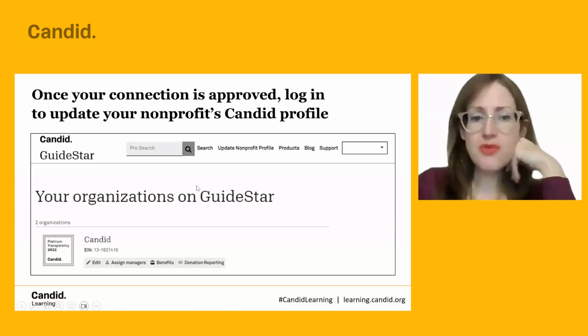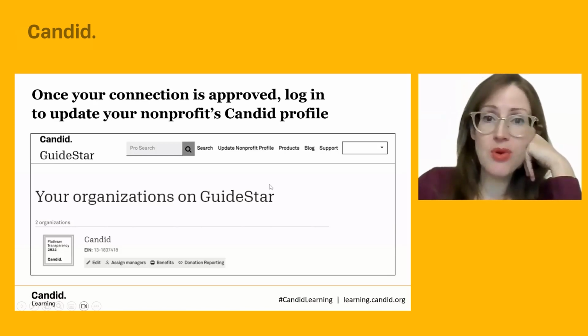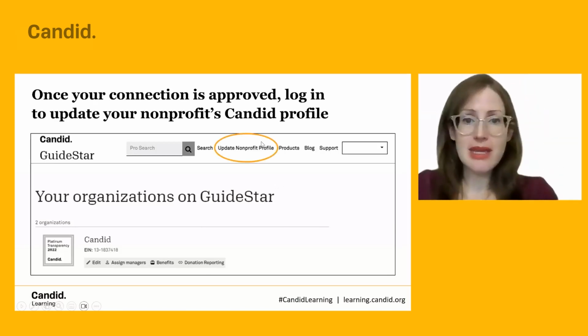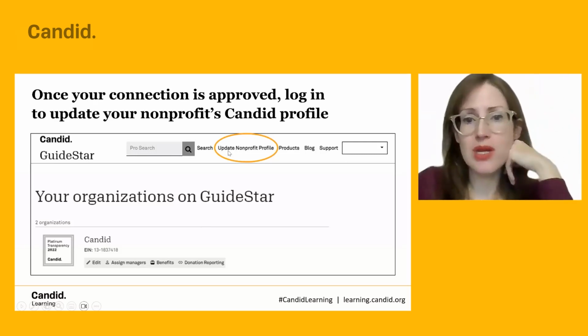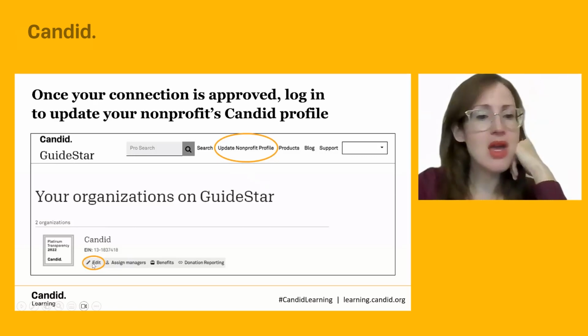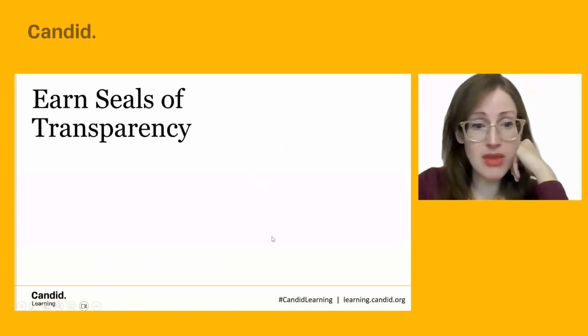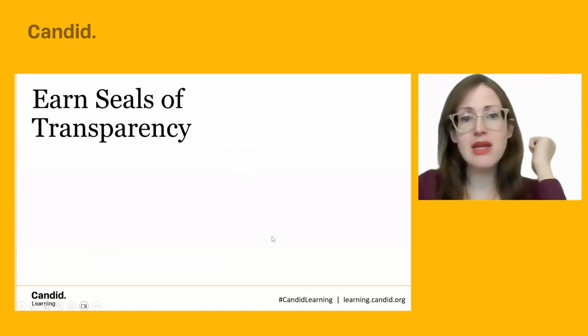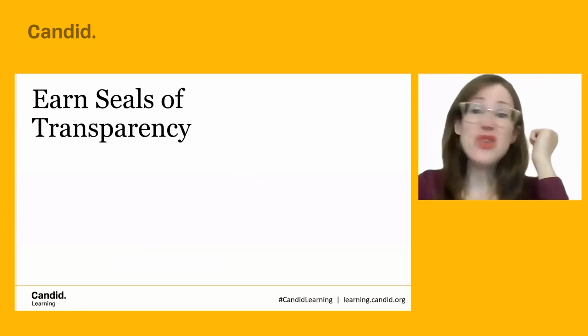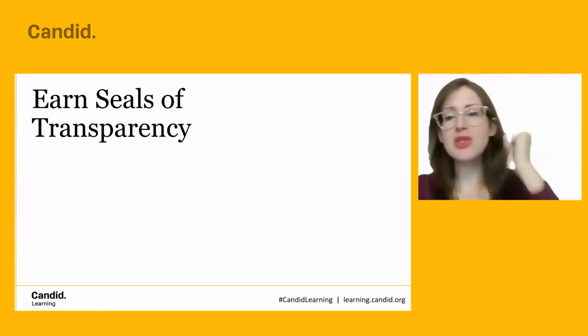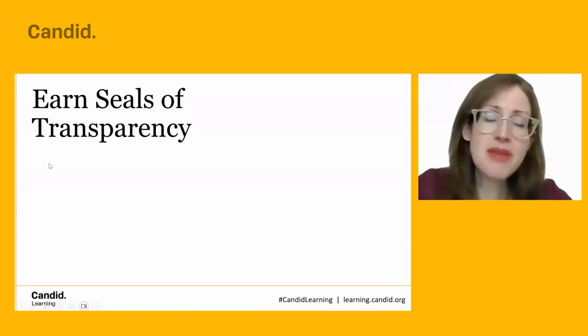Once you've been approved as a representative of your organization, now you can log in again to update your organization's Candid profile. So whenever you log in, you will see up at the top, update nonprofit profile. It is circled here on the screen up near the top. You click on that and it'll show your organization that you're allowed to edit. You click the part that says edit with the little pencil icon next to it, and then you can get started. So with that, let's jump in.